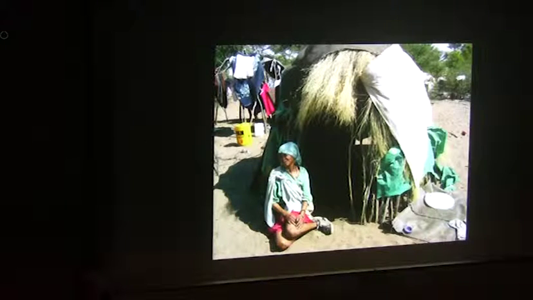They often live in squatter camps like this, where they sort of follow the work, or in this case they had found a school for their children, so they had to stay there.